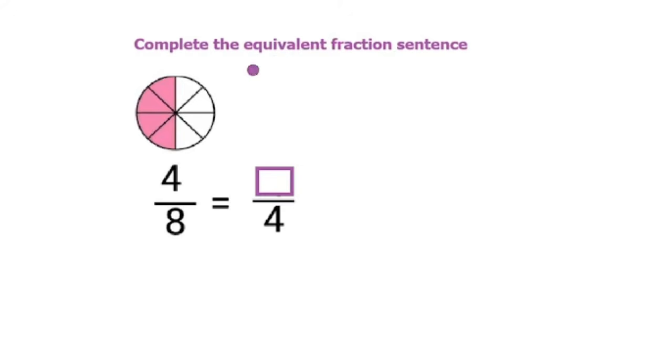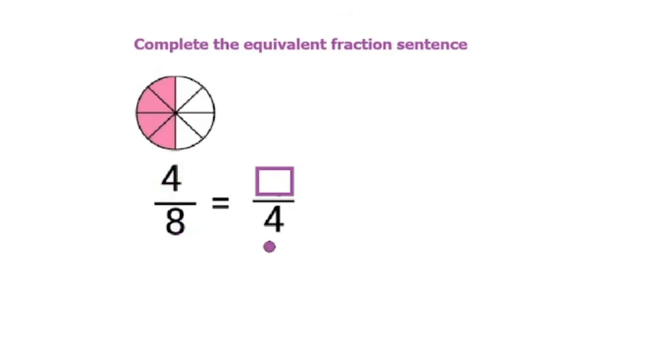So it says here, complete the equivalent fraction sentence. So in this little model, we could see that there's 8 equivalent shapes, equal parts. 1, 2, 3, 4, 5, 6, 7, 8. And we know that there's 4 shaded. 1, 2, 3, 4. So if you write that in a fraction, it equals 4 over 8.